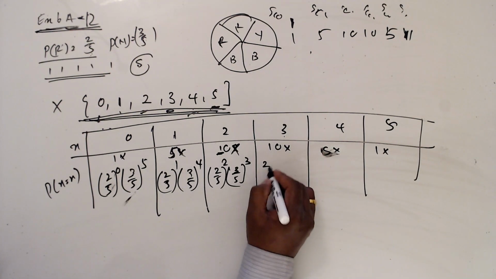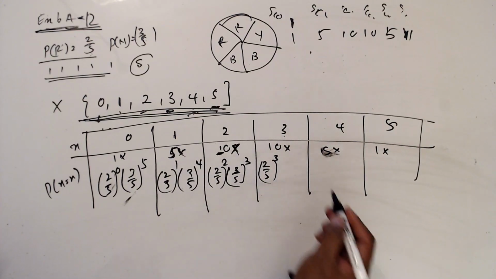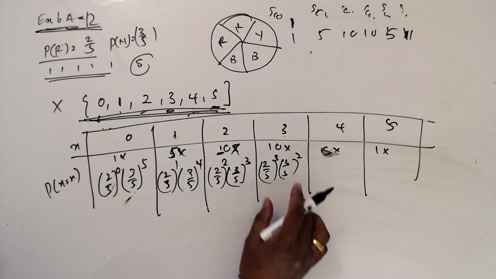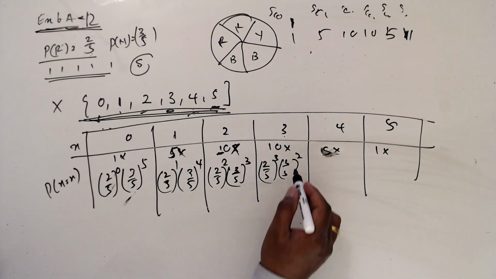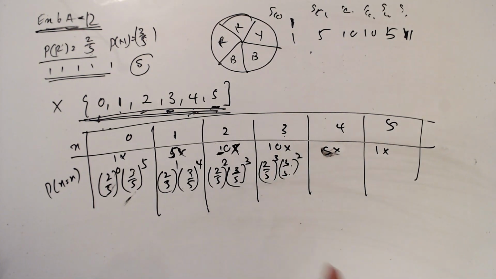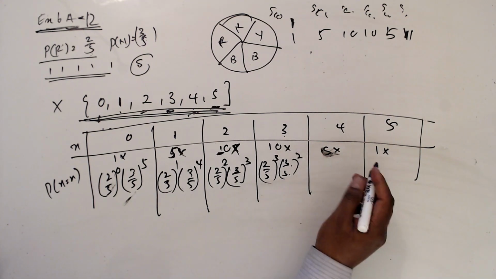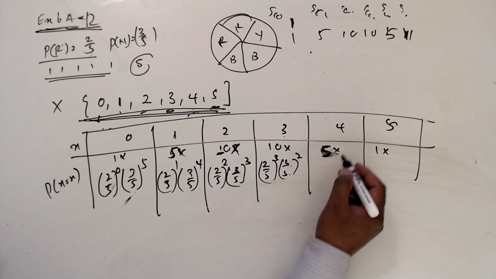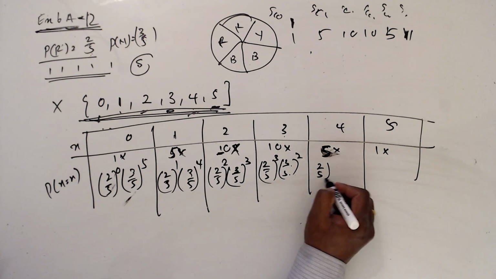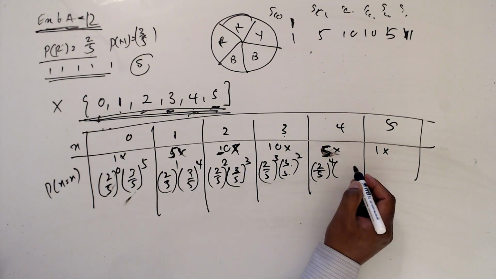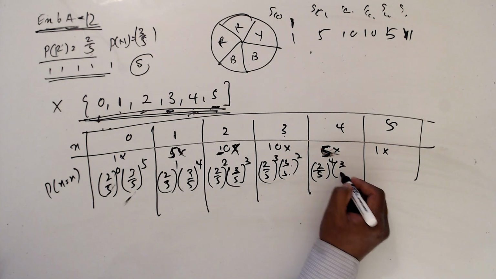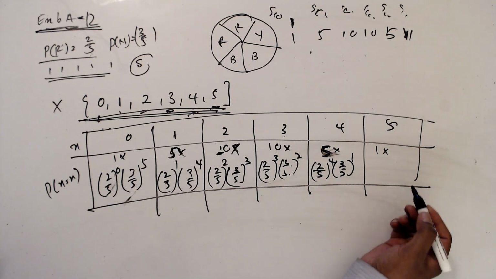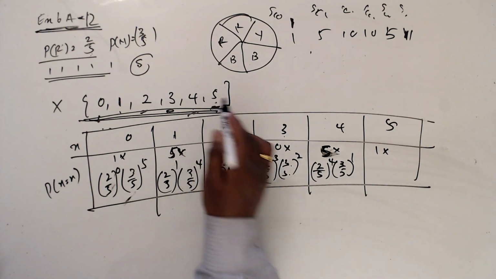Then 3 heads, 2/5, this is 3, and 3/5, this is 2. So now this is 2 nones. How many sets? 10. And then this is 5. Times how many heads? How many reds? 2/5 times 4. And this is going to be 3/5 is 1. 4 plus 5, and it's followed binomial.